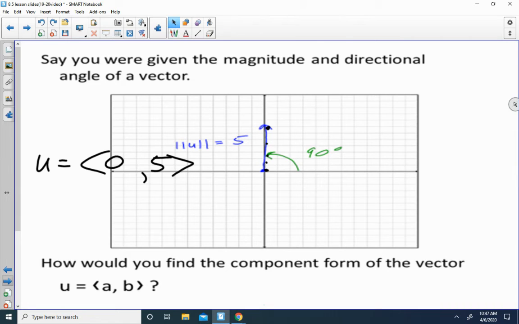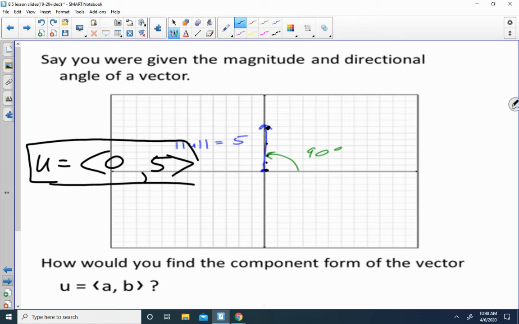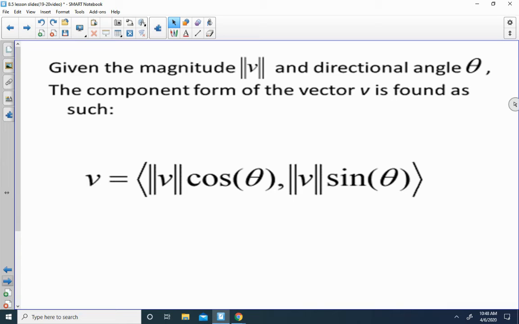Now, sometimes it's not that obvious. Sometimes we need something a little bit more concrete to help us find this component form. Now, just to show you what I'm talking about, there is a formula that will always help you find the component form if you're ever given the magnitude and the directional angle. So, again, if you're ever given the magnitude of a vector and its directional angle, you can find its component form using this formula.